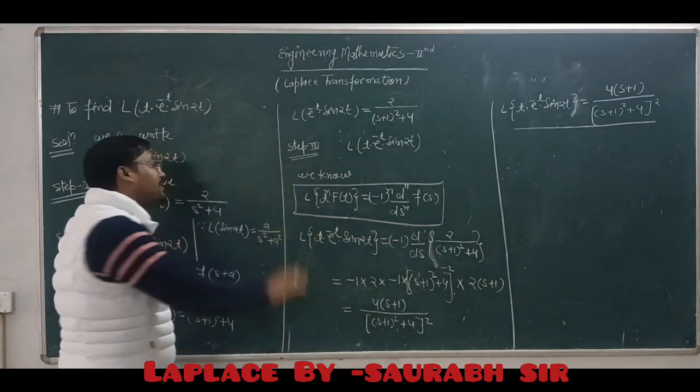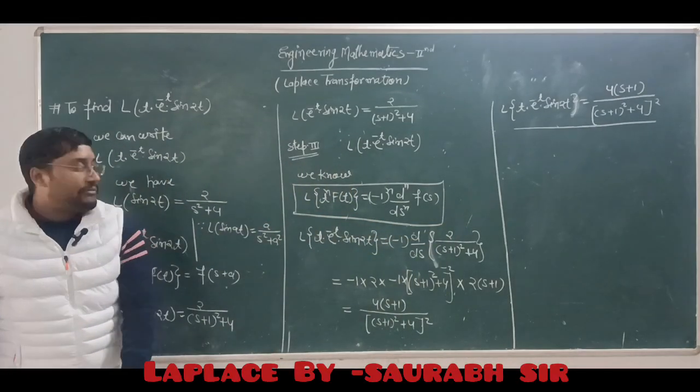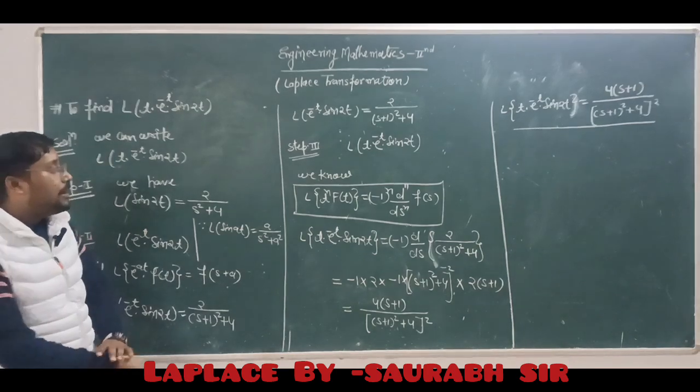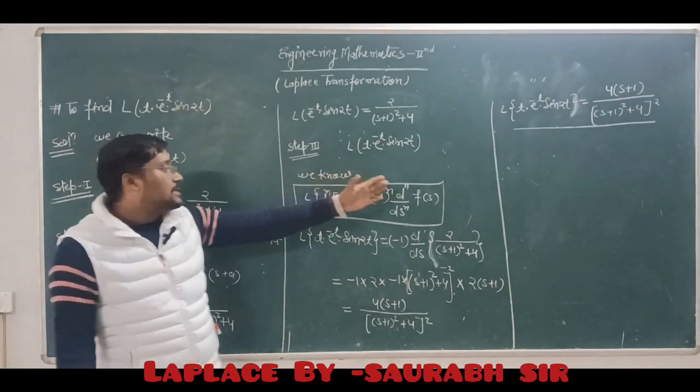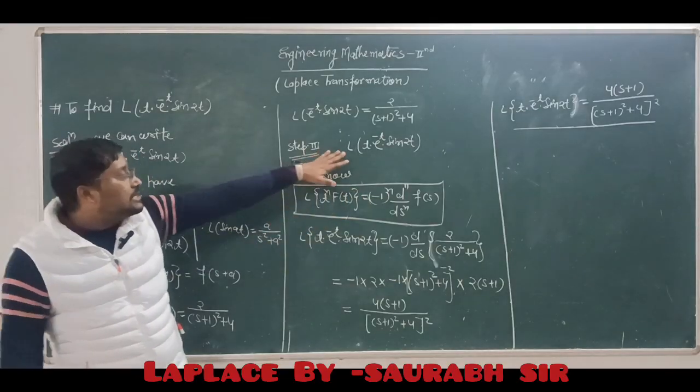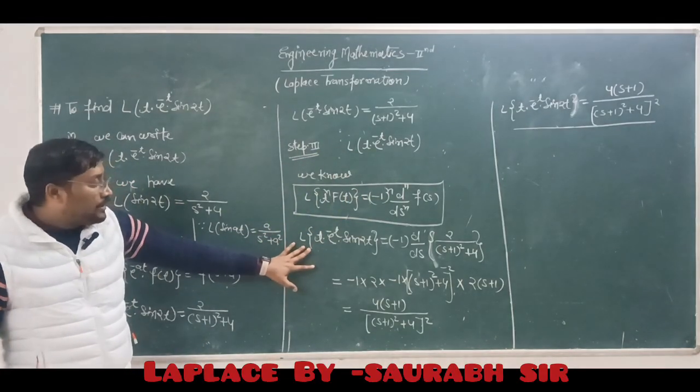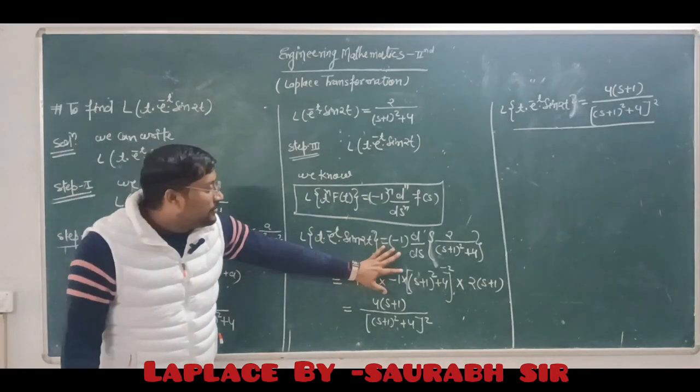L t to the power n into ft is equal to minus 1 to the power n d to the power n upon ds to the power n into fs. Now this result is used for this conclusion. So you solve this for this.